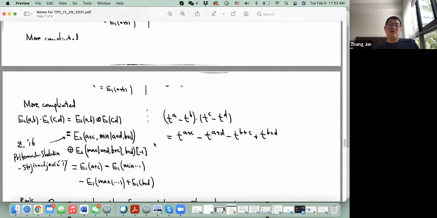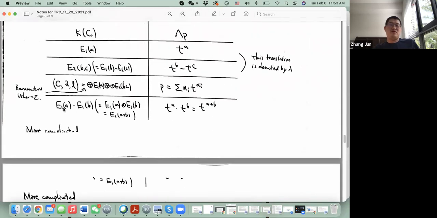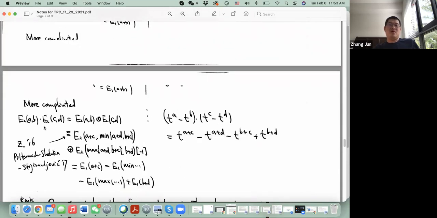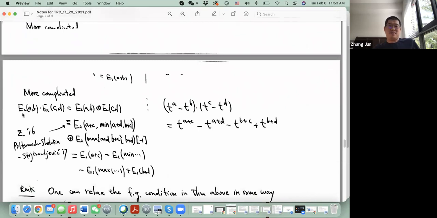And there's something even more complicated, right? Here is a product of E1 type. You can consider a product of E2 type. For this one, on the right-hand side, when you translate from E2 type to polynomial, it will be T to the A minus T to the B, times T to the C minus T to the D. You get some formula like this.